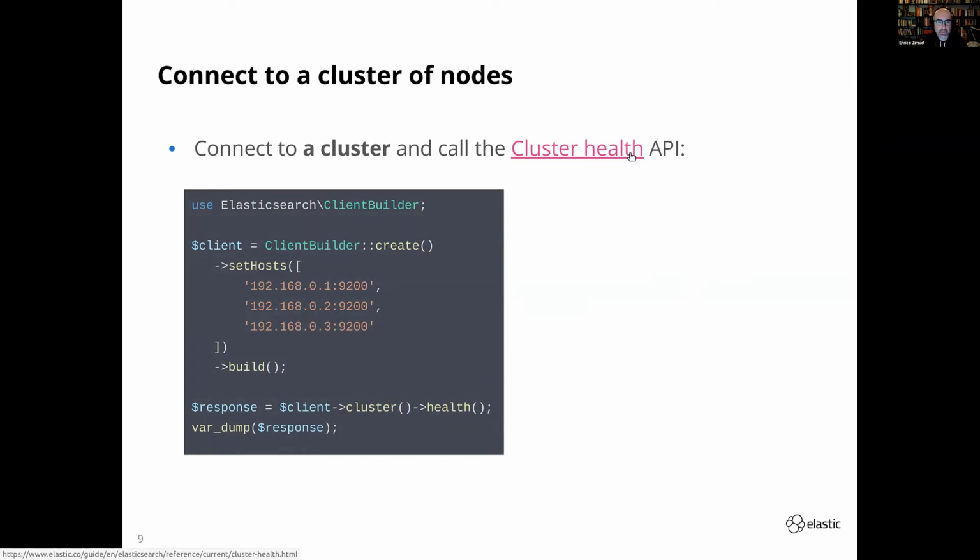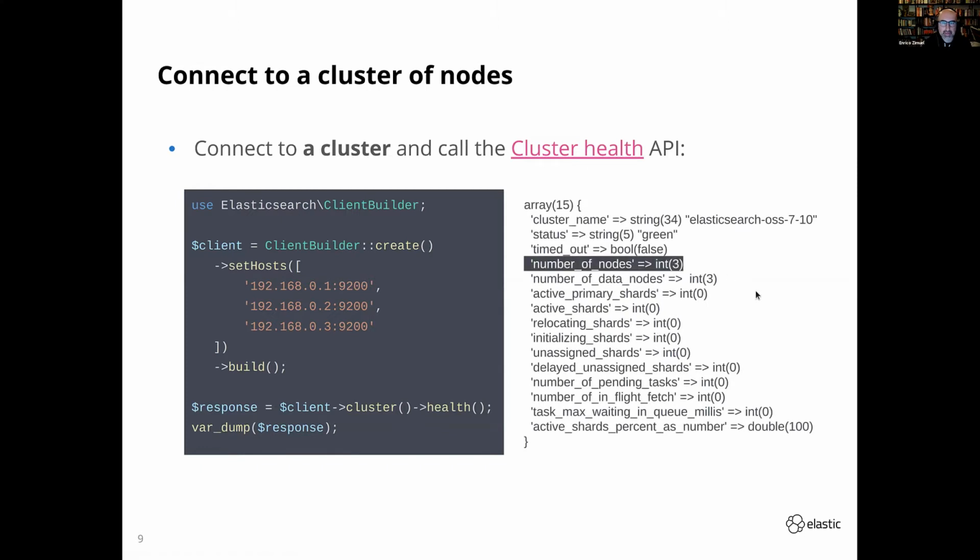In order to do this, you have to specify the nodes that are involved in your Elasticsearch cluster. For instance, here I'm putting these three IP addresses, 1, 2, and 3. And you just build the client and you can execute the cluster health. We are using the namespace cluster here because the health API is inside this namespace. And we'll get something like this as a response. Basically the name of the cluster, the status of the cluster that is green, so everything is okay, the number of nodes, in this example 3, and so on.